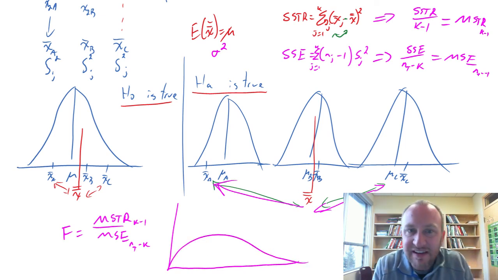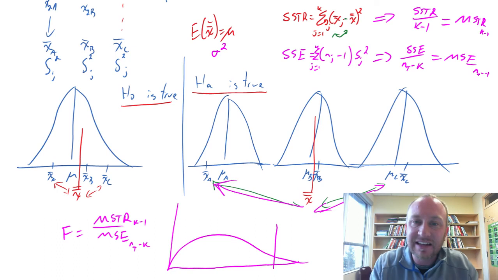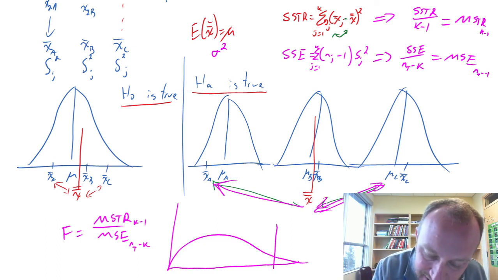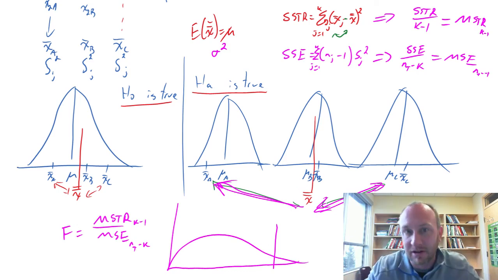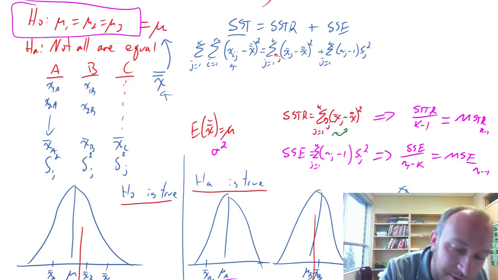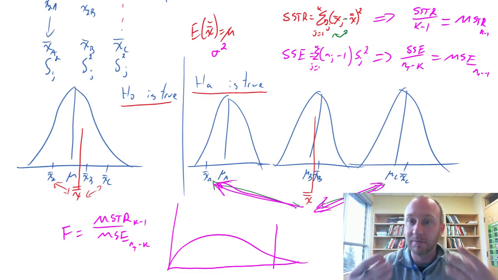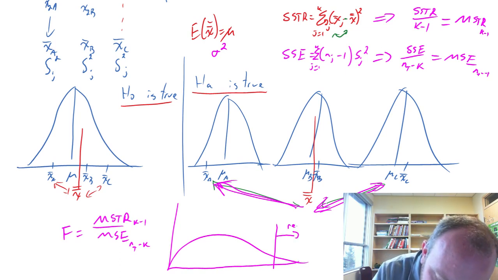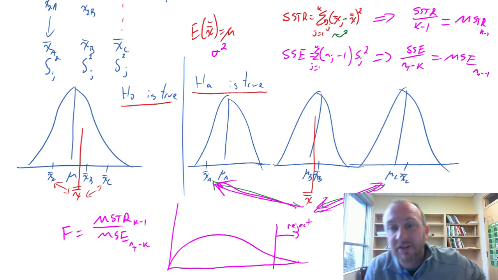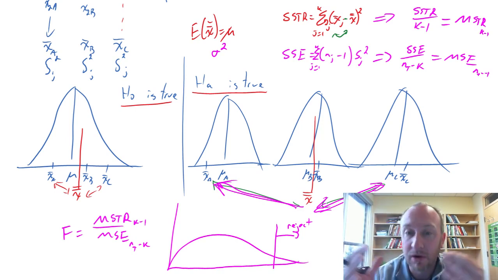We are effectively testing: is MSTR an inflated estimate of sigma squared? Is MSTR significantly larger than MSE? If MSTR is statistically significantly larger than MSE, then that gives us evidence that these sample means are sufficiently far apart that they must come from different distributions. So our analysis of variance is a test on means, but we are effectively doing an upper tail F-test to determine whether or not there's a difference between those means.